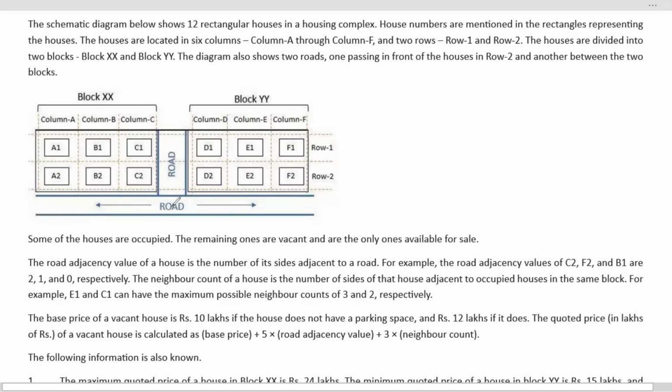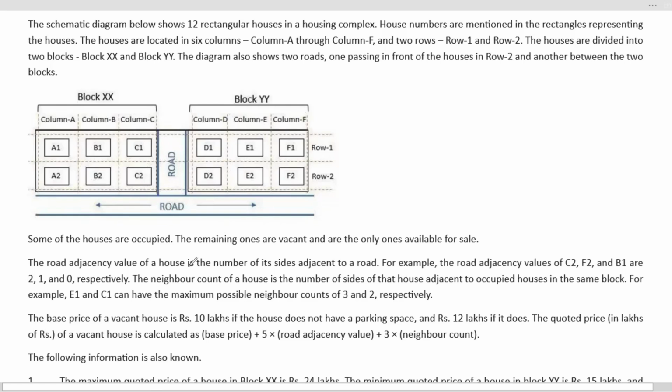Again, there are two roads. One road is in the front side of the second row, and another is in between column C and column D. Two roads have been placed. This is the entire information given here in the first set. These are the road informations.